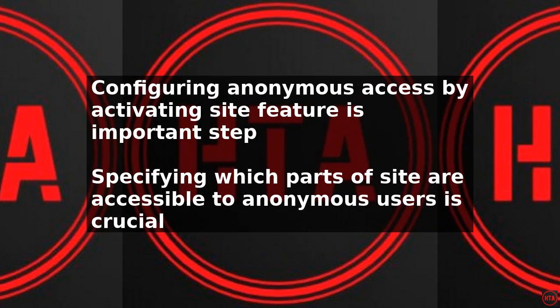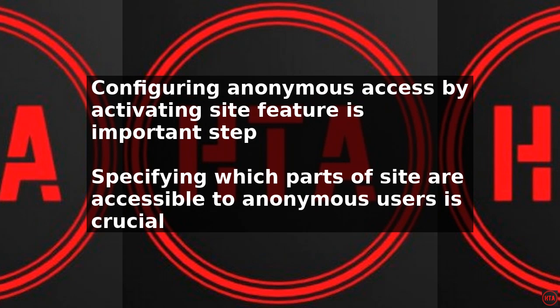Once you have created the new permission level, click on Site Permissions again and then click on Site Permissions Overview. Click on Anonymous Access and select the permission level you just created. This will allow anonymous users to access the site with the permissions you specified.